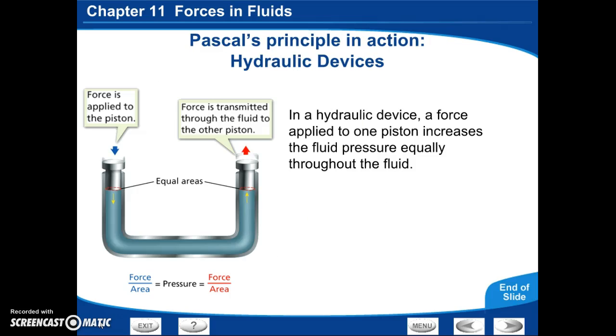This is used a lot in hydraulic devices. So hydraulic devices, think about hydro, right? Hydro usually means water. So hydraulic devices usually have water or some kind of fluid. And a force is applied to one piston and it pushes, because of Pascal's principle, through the fluid equally. And then it's able to transmit that force and allow this piston to push up. Because remember, pressure is force over area.